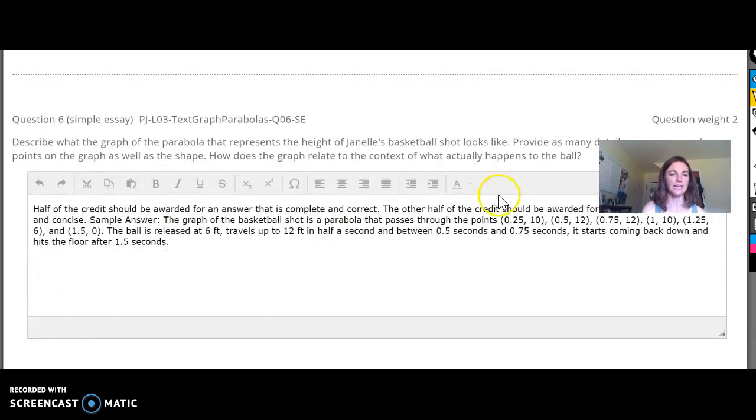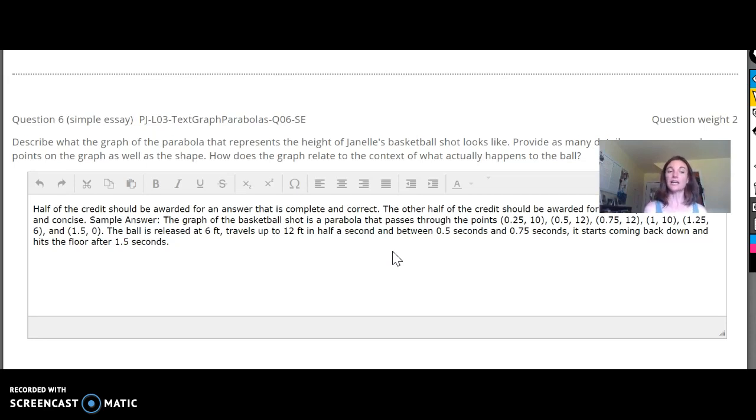Okay, we're going to move to the last question here. Describe what the graph of the parabola that represents the height of Janelle's basketball shot looks like. Provide as many details as you can, such as the points on the graph as well as the shape. Okay. How does the graph relate to the context of what actually happens to the ball?